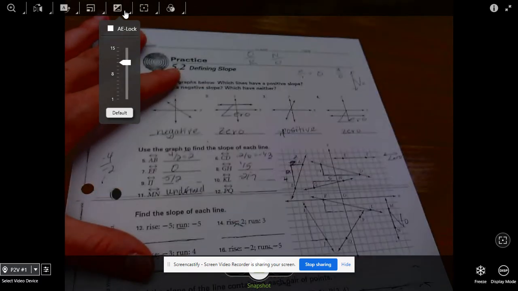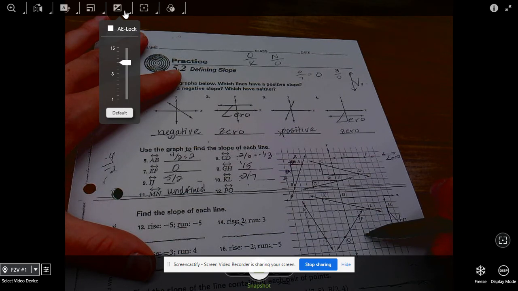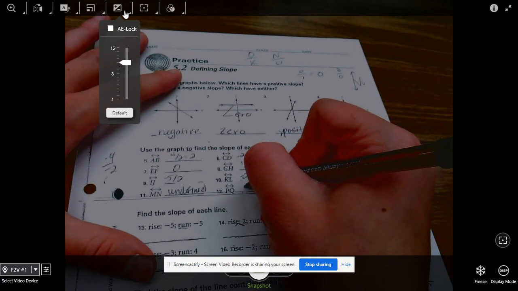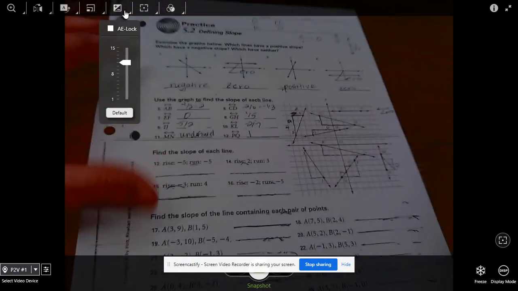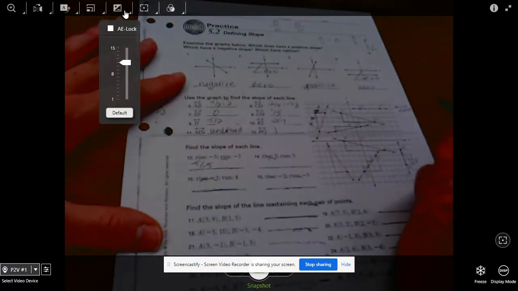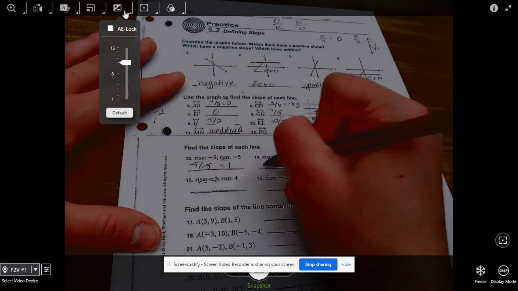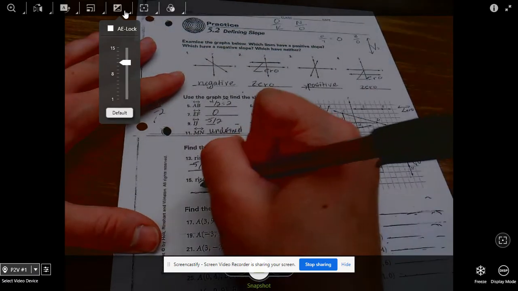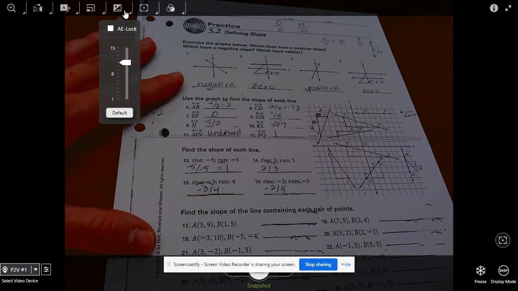Okay. PQ, it doesn't matter which one you start. So say you start from here, you go down 1, 2, 3, but you go over to the left 1, 2, 3. So it's negative 3 over 3, which is 1. Or you say, I went up 1 over 1, up 1 over 1. All right. Find the slope of each line. Rise is negative 5, run is negative 5. Therefore, your slope is 1. Pause and try yourself. That's it.